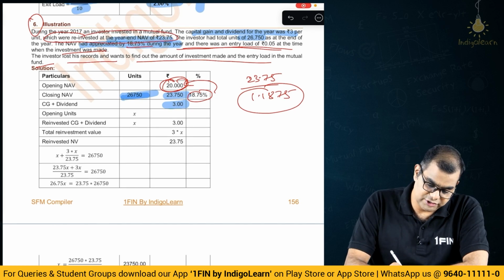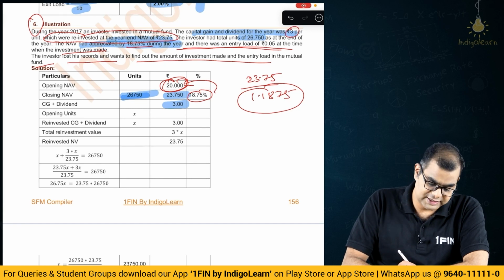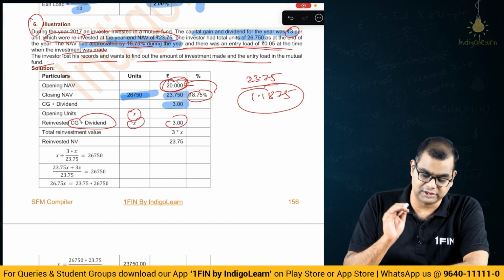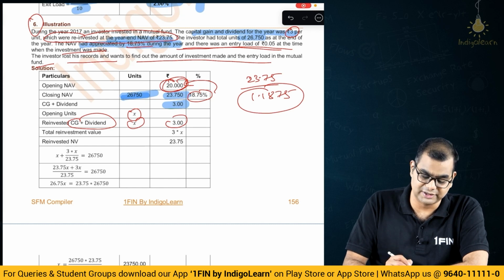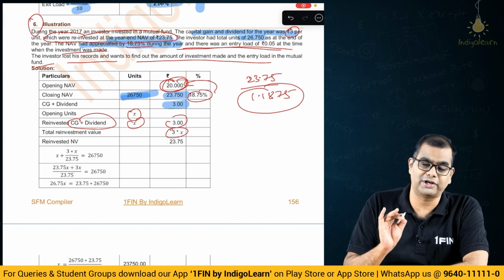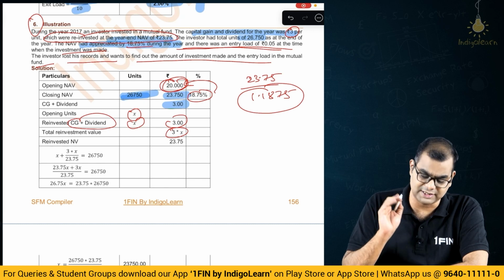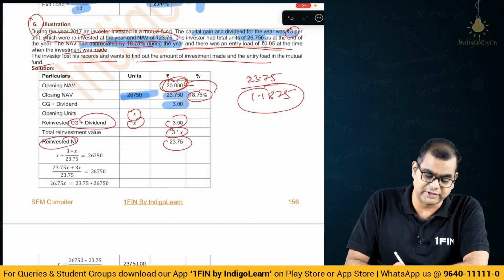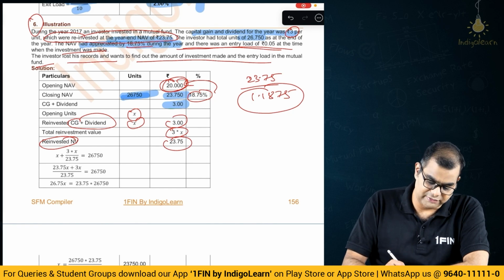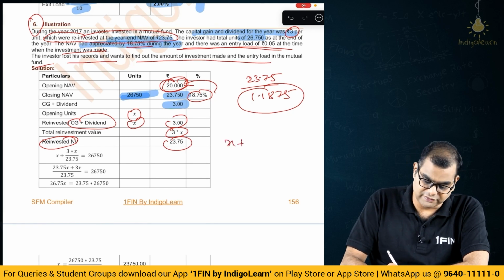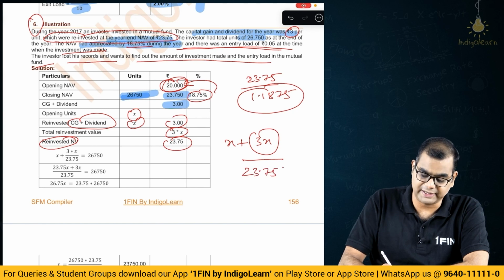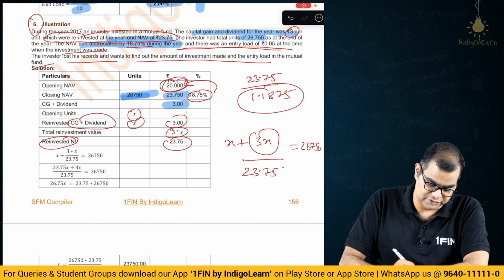How much was the unit? Per unit, 3 rupees was received. So, let us assume that the opening unit is X, then reinvested capital gain in dividend is X into 3, because per unit 3, into X, is the total capital gain in dividend that is reinvested. So, 3X is what you have reinvested. 3 is per unit, X is the number of units, and you have reinvested it at 23.75. So, you draw an equation: opening units of X plus 3X, which is the reinvestment made, divided by 23.75, because that is where you reinvested it, you will get 26,750. This is the particular equation.